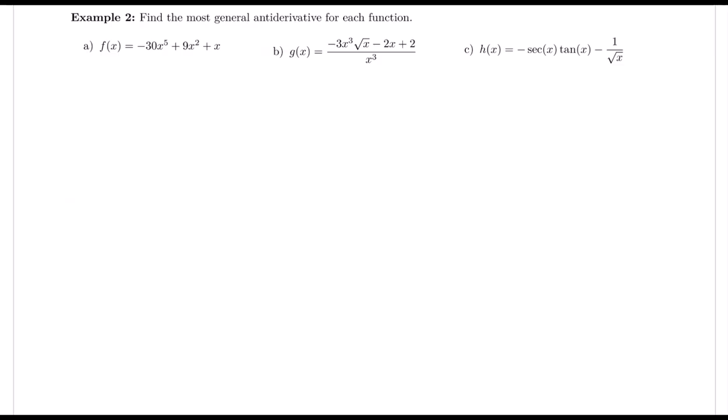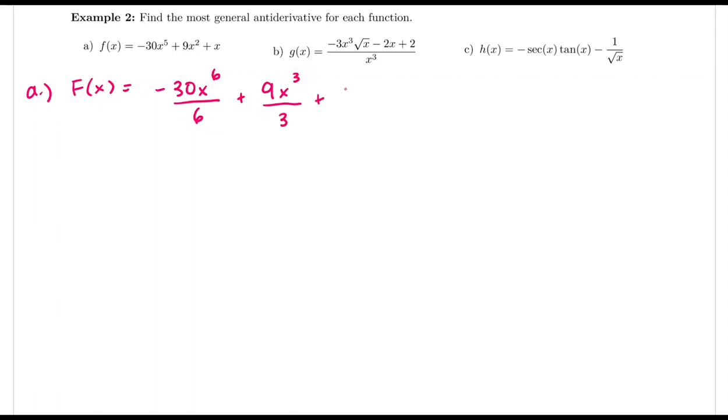Example 2 says find the most general antiderivative for each function. Part A says f of x is equal to negative 30x to the 5th plus 9x squared plus x. So in part A, I'd like to find capital F of x, and we're going to use the reverse of our power rule. So I'm going to take my term, negative 30x to the 5th, I'm going to increase the power by 1, and then divide by that new power. I will do the same for the remaining terms, plus 9x squared, I will increase my power by 1 and then divide by that new power.